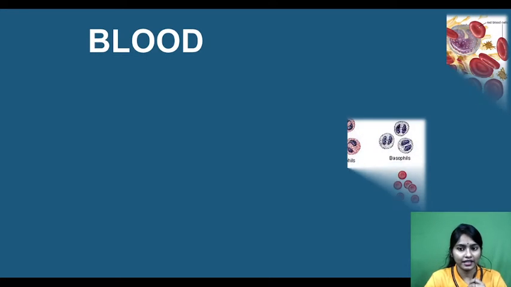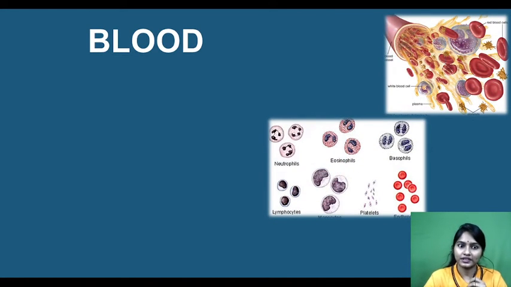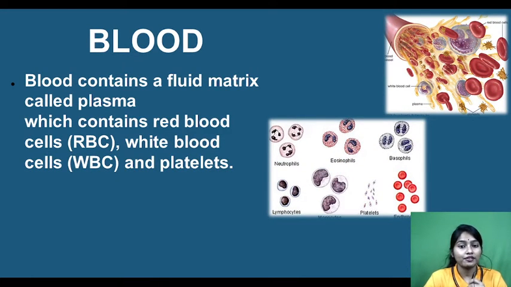First one is blood. We all know the term blood. Blood contains a fluid matrix called plasma. The fluid part of the blood is called plasma. We already know it. Then in the plasma there are red blood cells, which are called RBC, white blood cells, which are called WBC, and platelets. What is the function of platelets? Yes, they stop the bleeding.